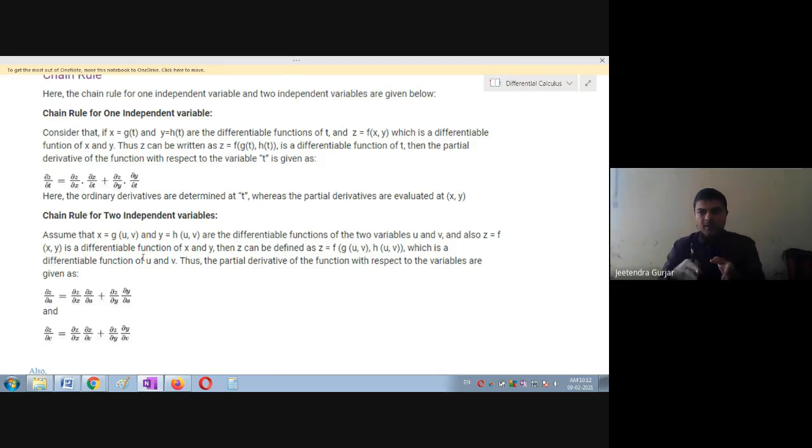Thus the partial derivatives of the function with respect to the variables are given as dou z upon dou u is equal to dou z upon dou x into dou x upon dou u plus dou z upon dou y into dou y upon dou u. Similarly, if you take v as an independent variable, then please remember this formula: dou z upon dou v is equal to dou z upon dou x into dou x upon dou v plus dou z upon dou y into dou y upon dou v. Please remember this formula. Very, very important.